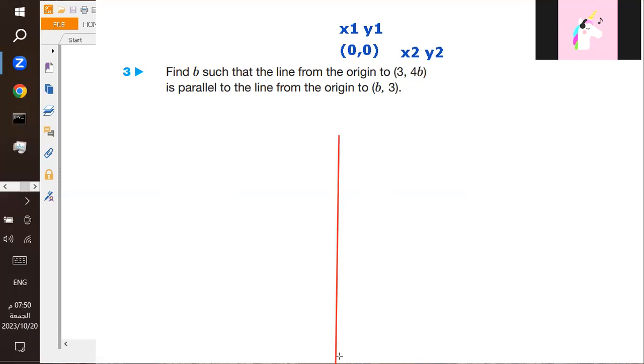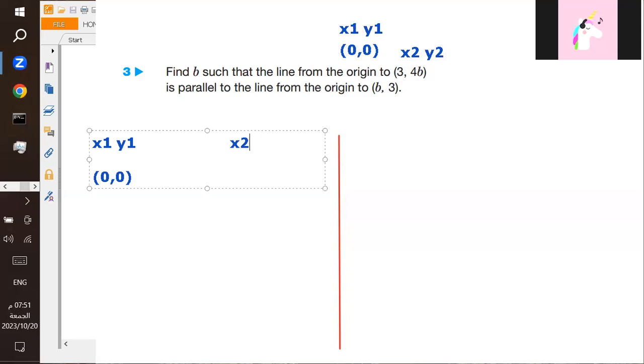Now I'm going to put a line here. I'm going to work with the first point here, the origin, x1, y1, the point which is the origin, we call it 0, 0. The other point, x2, y2, will be here 3 and 4B. So 3 comma 4B. Okay, that's the first point.